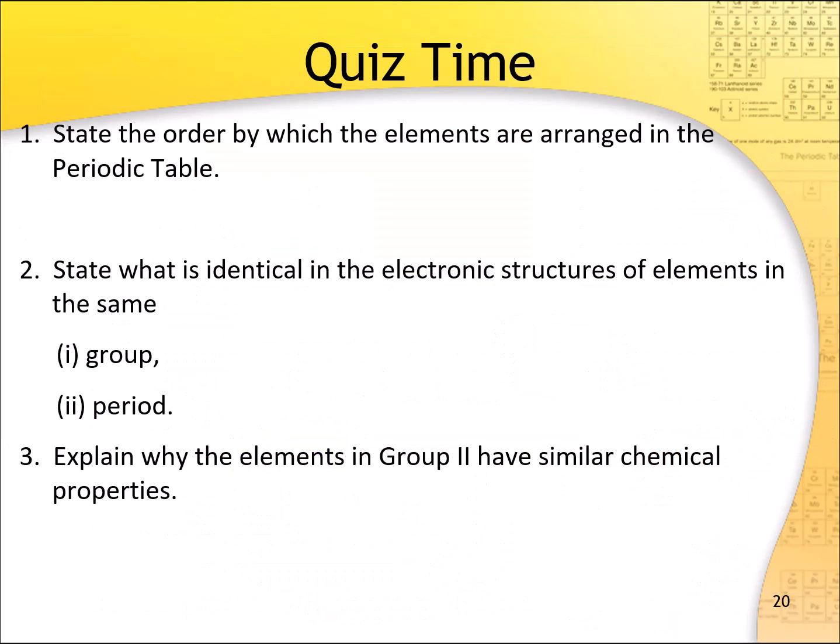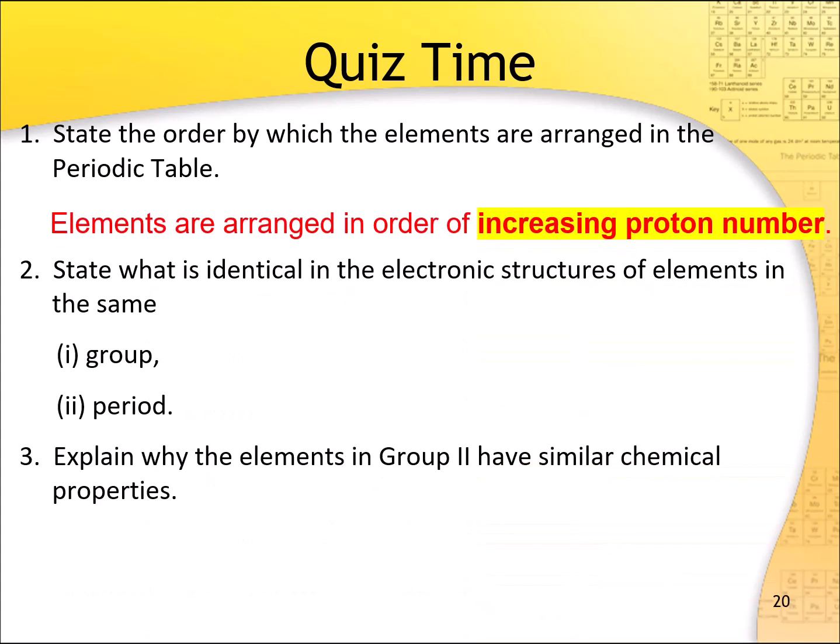Now, quiz time. Question 1. State the order by which the elements are arranged in the periodic table. Answer: elements are arranged in order of increasing proton number.